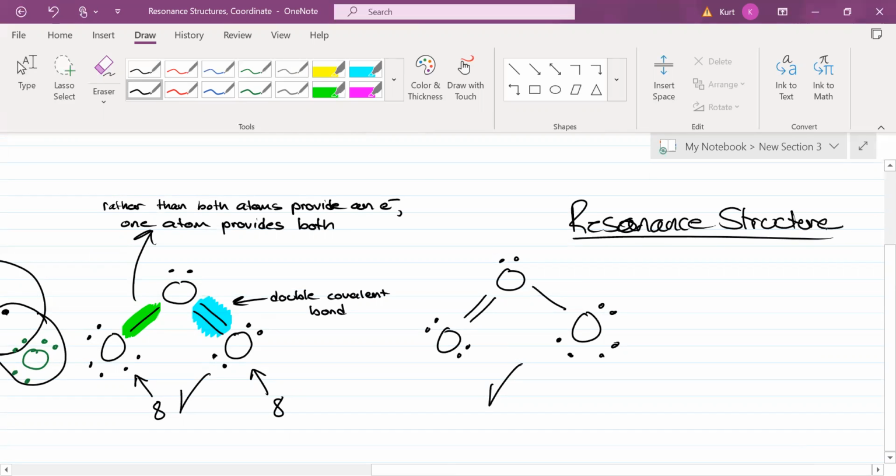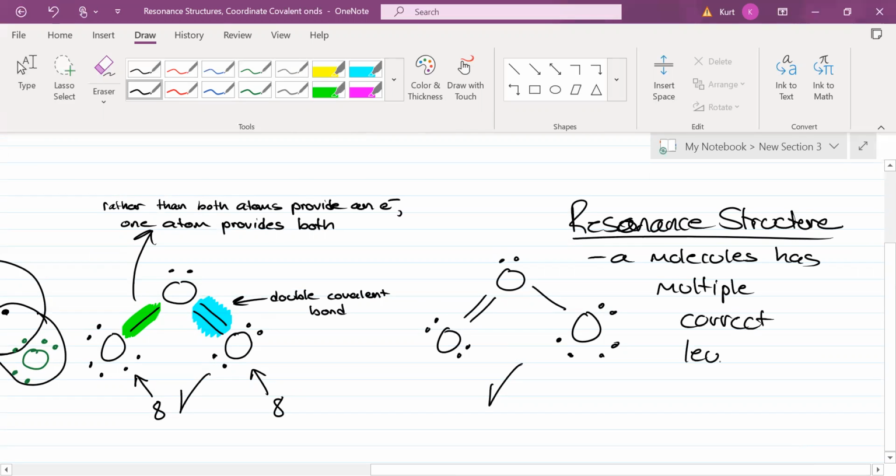A resonance structure means that a molecule has multiple correct Lewis structures. So it's kind of a bumpy road. We're going to try to smooth it out. Just relax. And I'm going to give you guys another one.